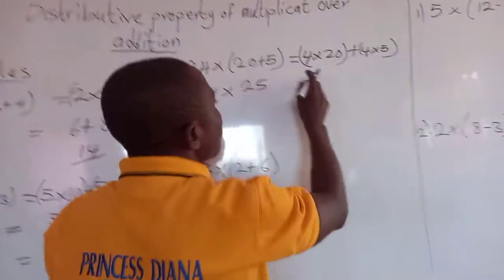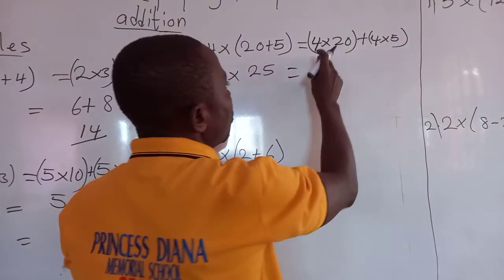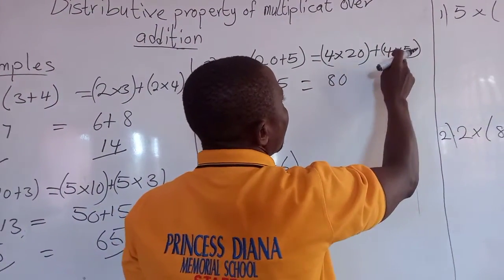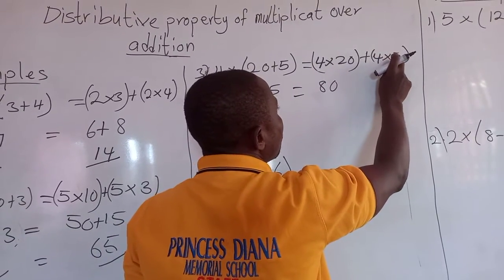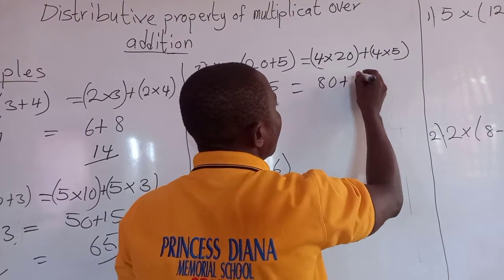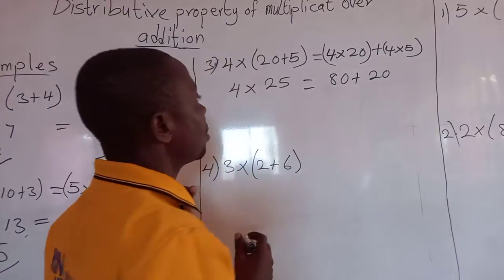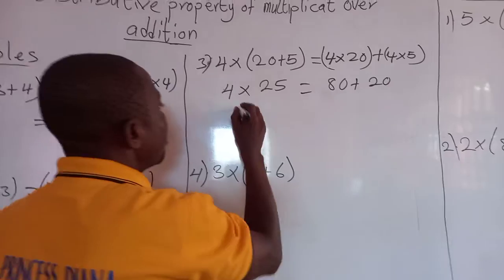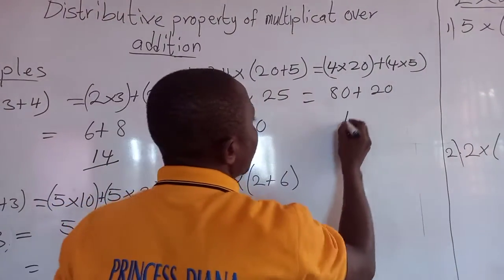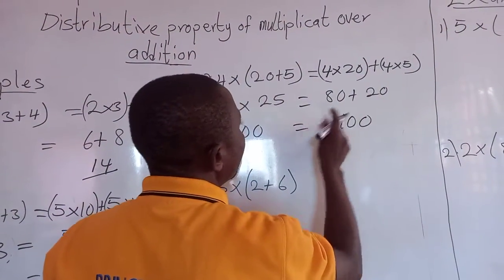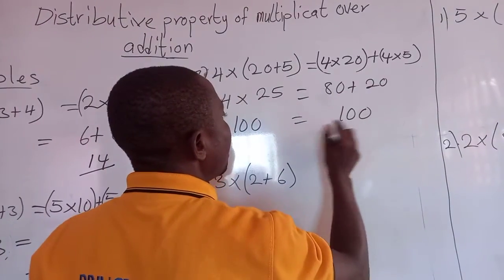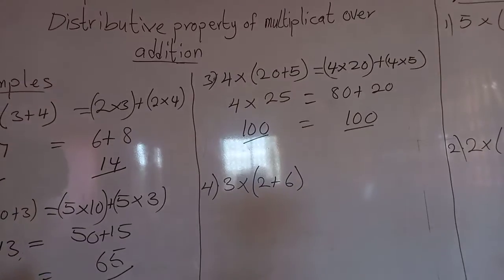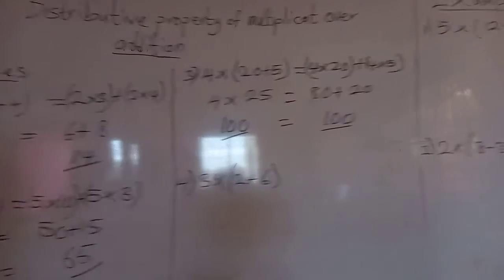So this should be equal to 4 times 25, which will give us what? 100. Then 4 times 20 will give us 80, and 4 times 5 will give us what? 20. So when we come here, we have 100. When we come here, we have 100, because 80 plus 20 will be 100. Good. Very good.